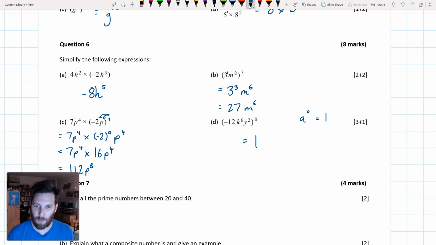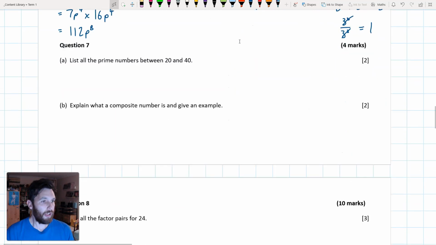The reason for that is if we had 3 to the power 3 divided by 3 to the power 3, to take those powers away, it would give me 3 to the power 0. But if I thought about that as a fraction, 3 to the power 3 divided by 3 to the power 3, I'm just dividing it by itself, and anything divided by itself is 1. So yeah, anything to the power 0 is 1.